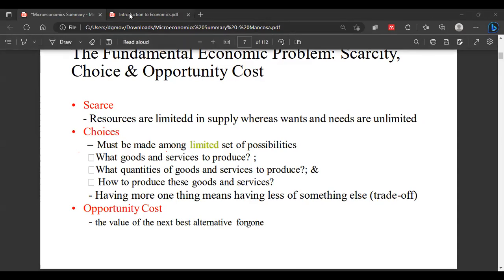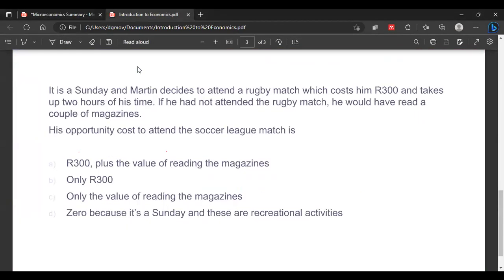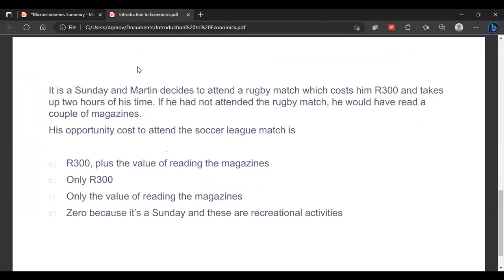Maybe Michelle hasn't done it. I've got an example here. I took it from Michelle's class. It is a Sunday, and Martin decides to attend a rugby match, which costs him 300 rands and takes up 2 hours of his time. If he had not attended the rugby match, he would have read a couple of magazines. This is a typical KCQ question, for those who are curious to know what questions to expect.